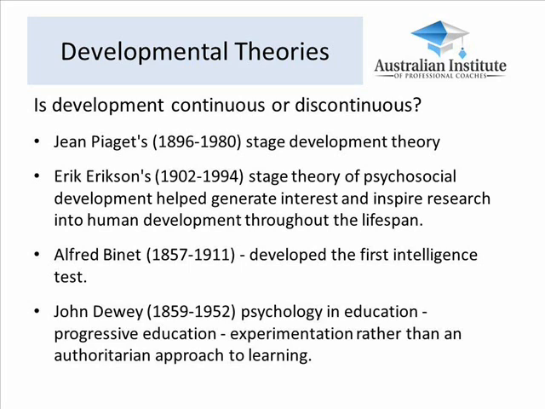Alfred Binet is renowned as the developer of the first intelligence test, a test which is still being used today in its revised form. John Dewey is considered the father of the use of psychology in education for his pioneering work on progressive education, which uses experimentation rather than an authoritarian approach to learning.